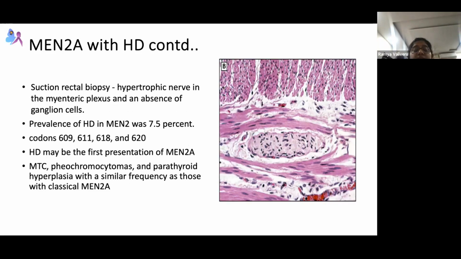And the prevalence, this is again for us. What is the prevalence of Hirschsprung disease in MEN2? It is 7.5%. So if a child has Hirschsprung disease and there is a family history of thyroid disease, it could possibly be MEN2. Hirschsprung disease may be the first presentation of MEN2A, with MTC, FEO, and parathyroid hyperplasia with similar frequency as those with classical MEN2A.